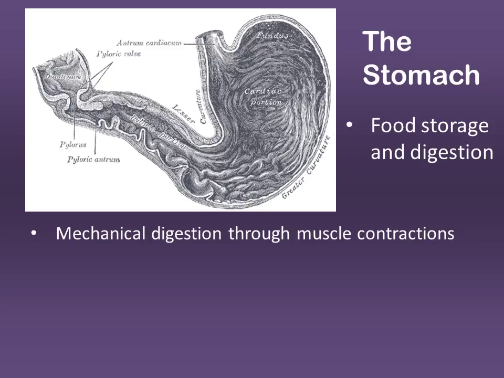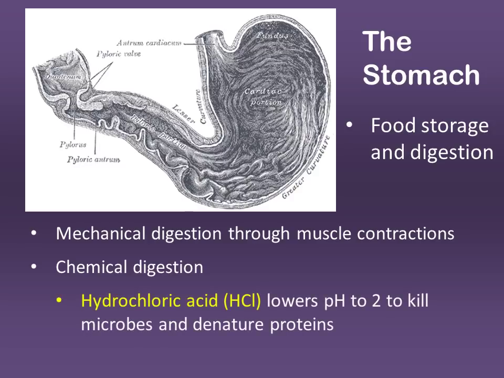That digestion again is split into mechanical digestion, which is caused by the many muscular walls of the stomach contracting and churning that food around, and mixing that food with a couple of chemicals in what we would refer to as the chemical digestive portion of this, where hydrochloric acid, a very strong acid, is produced by the stomach to lower the pH to 2, which serves to kill any foreign microbes that come in on your food, as well as to denature very complex large polypeptides or proteins.